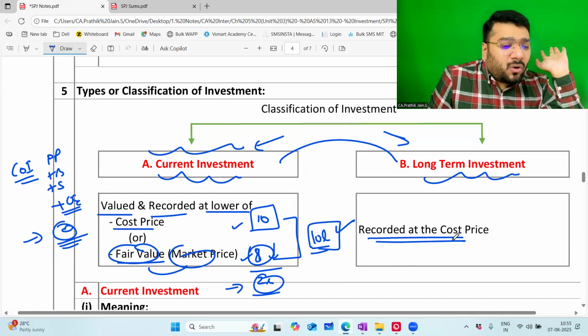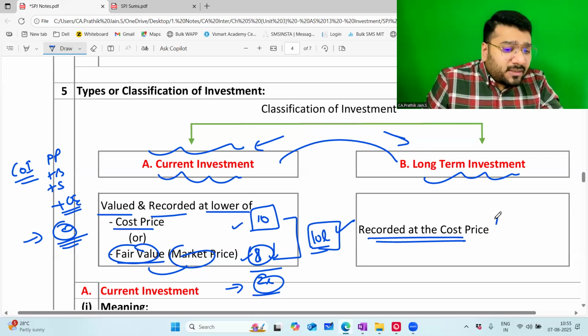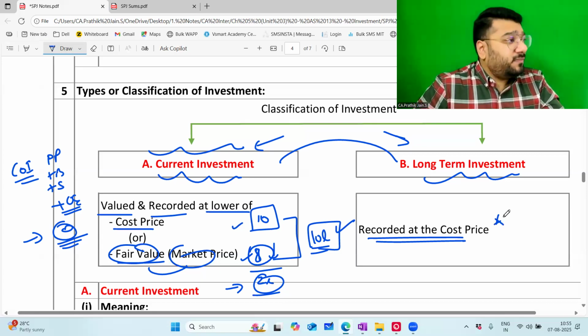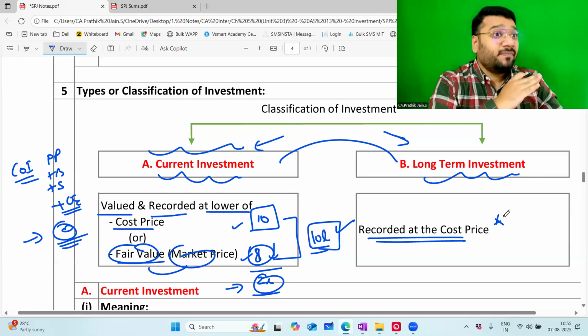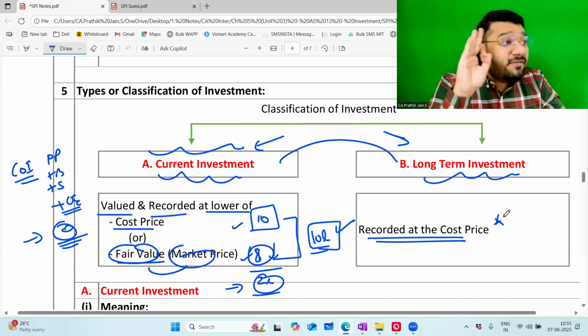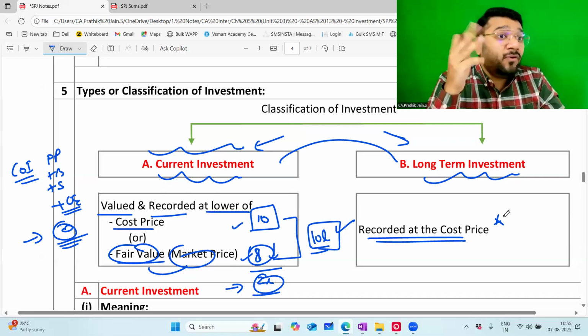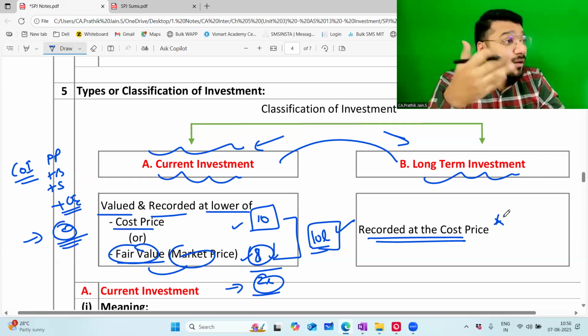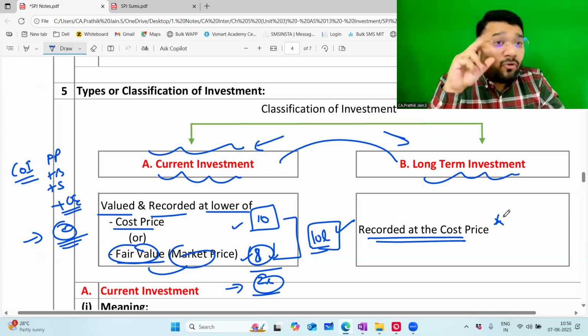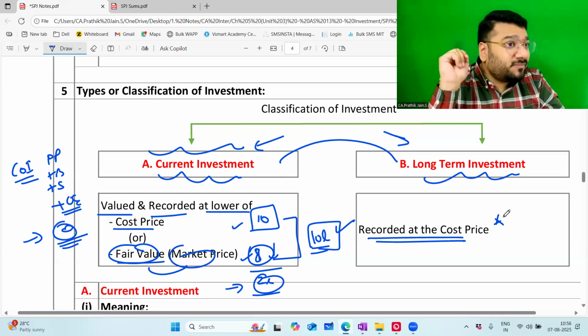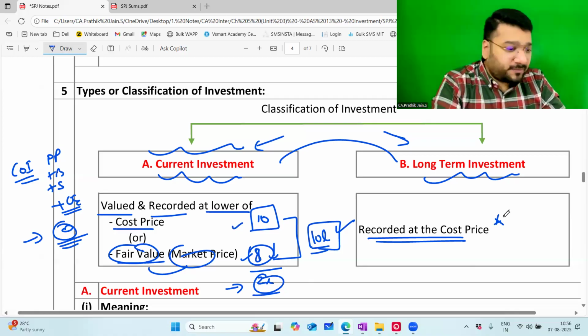Whereas long-term investment is always recorded at cost price. But there's one star mark here. You will observe the value of the investment at the end of the year. If the value of the investment is falling below the cost price, say the cost price is 10 lakh, and the fall in value is, let's say, 7 lakh rupees. 7 lakh it fell by. So what is the value of the investment now? 3 lakh. If this 7 lakh fall is permanent, if you don't believe that this will ever get recovered, then AS 13 says that you have to create a provision for the fall in the value of the investment. So how that is to be done, we'll discuss when the right time comes.